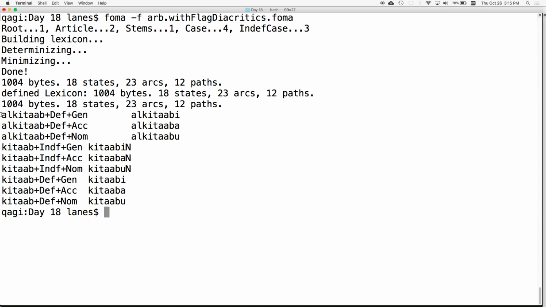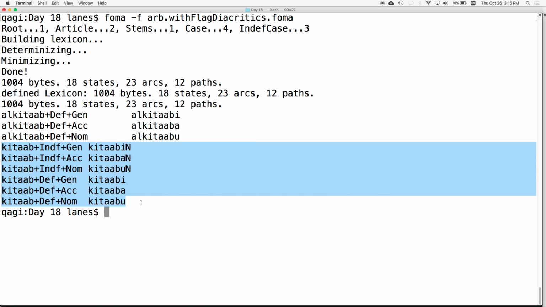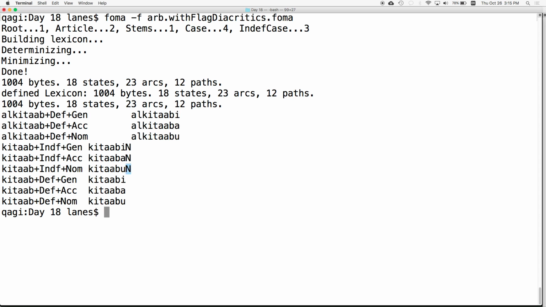So we've got these words with the prefix, and they are all definite. We've got words without the prefix. Half of them are indefinite, half of them are definite. And we do not have words with the prefix that are indefinite, which is correct.